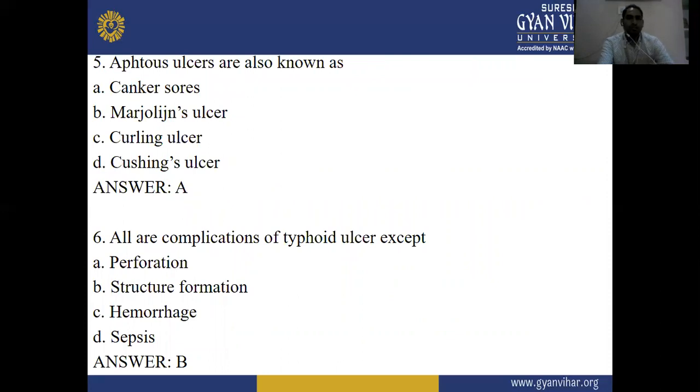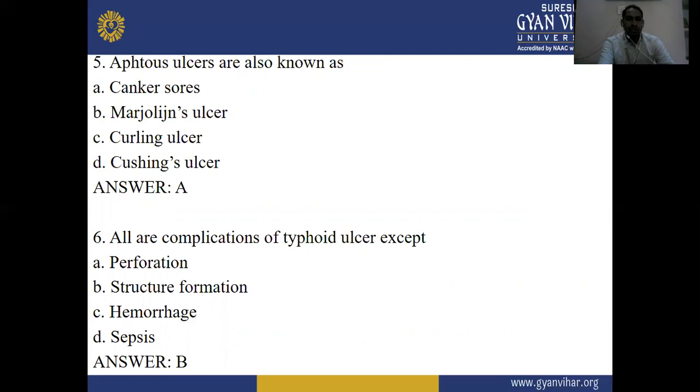Next question: aphthous ulcers are also known as which of the following? Option A is canker sores, option B is Marjolin ulcers, option C is Curling ulcers, and option D is Cushing ulcers. The right answer is A, canker sores.